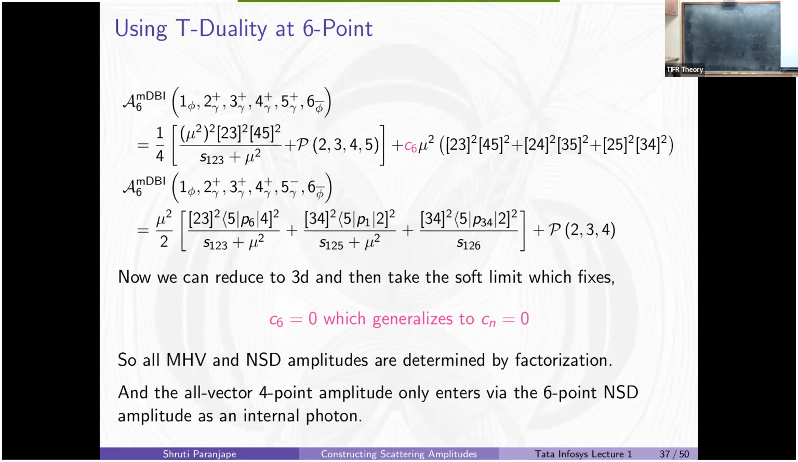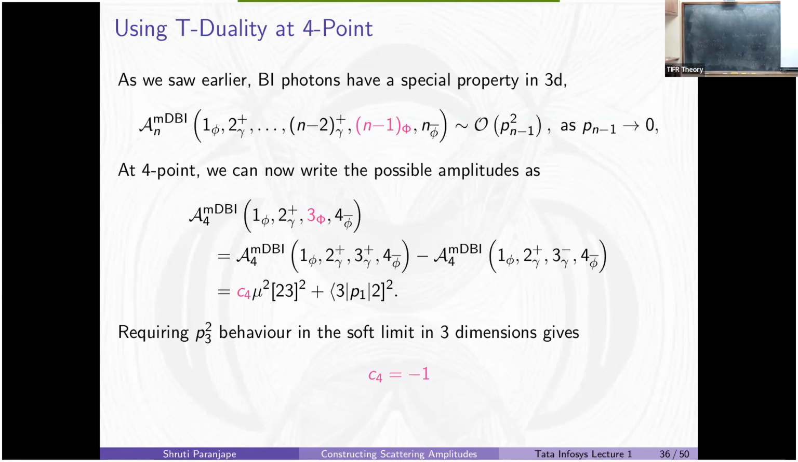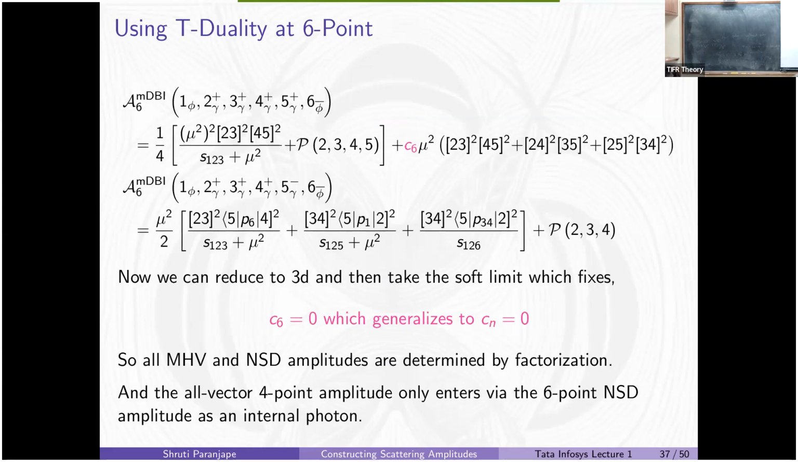Okay, so this all plus amplitude, I remind you that you can always write down these pole terms. The pole terms involve the other all plus ones, which was just mu squared times 2 3 squared with this coefficient minus 1. So this is the pole, and then you have this possible contact contribution. At MHV, you only have the pole terms, no contact contribution. Good. Now again, you reduce to 3D, you take the soft limit, and then you find that C6 has to be 0. In fact, for all n greater than or equal to 6, Cn has to be 0.